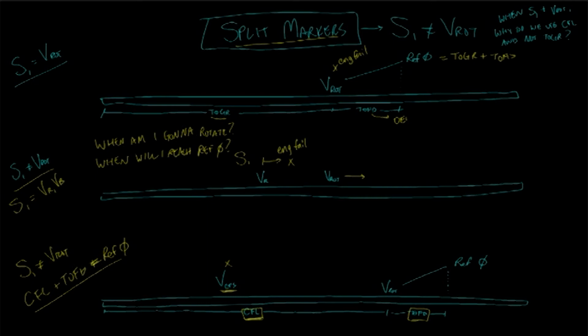So by using critical field length and not takeoff ground run to calculate reference zero, I have all my bases covered. I now know where I'm going to reach reference zero, or at least I know a general distance, and I can plan ahead of time how much runway I'm going to need for my takeoff in the event of split markers.